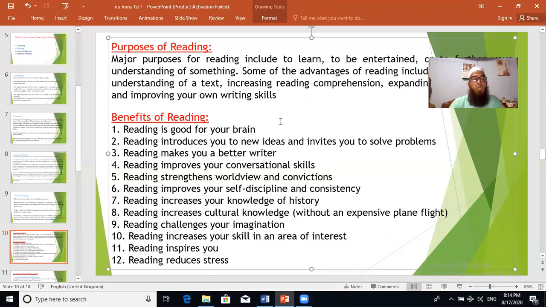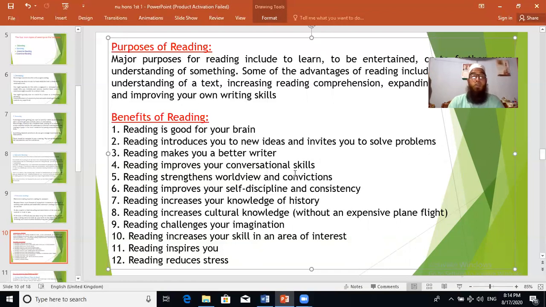So we have to grow our reading habit. So reading is good for your brain. Reading introduces you to new ideas and invites you to solve problems. Reading makes you a better writer. You see, if you want to be a good writer, you have to be a good reader also. Reading improves your conversational skills.